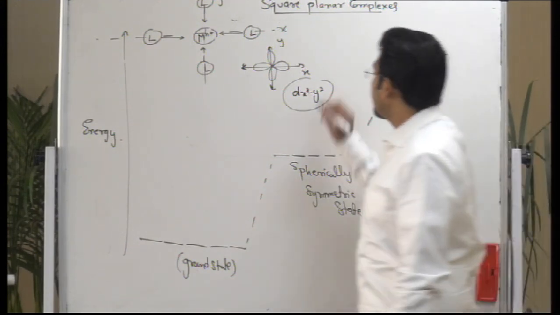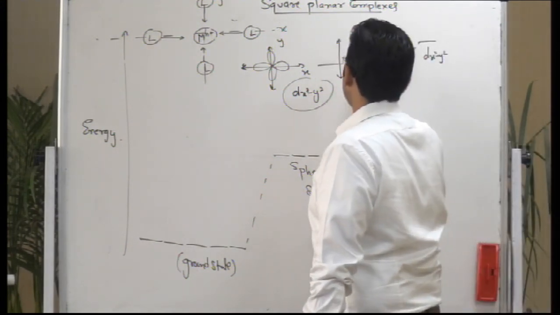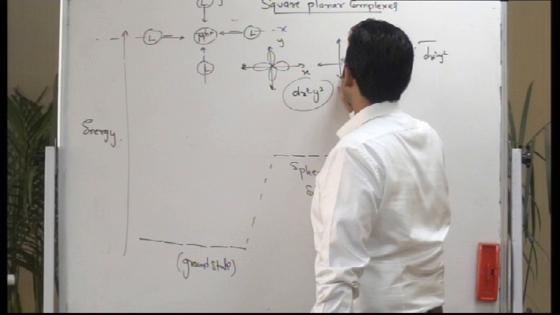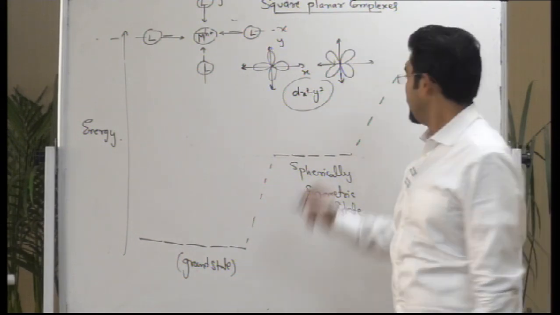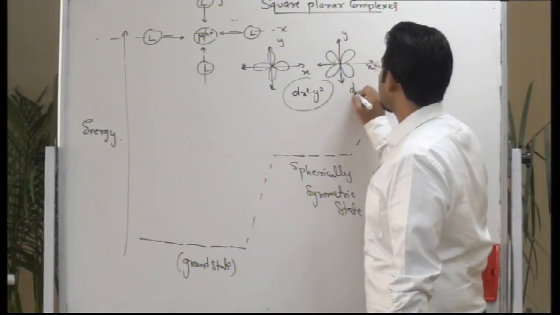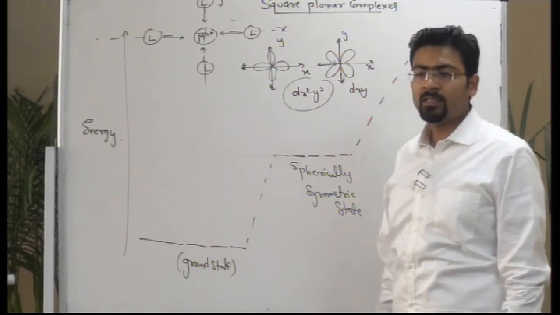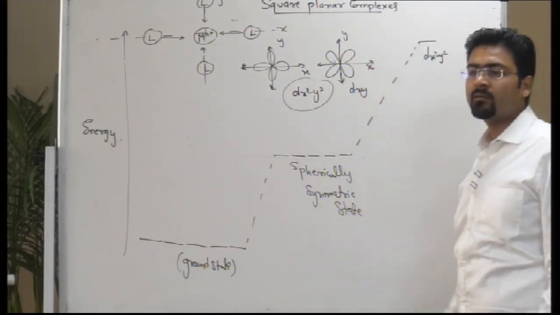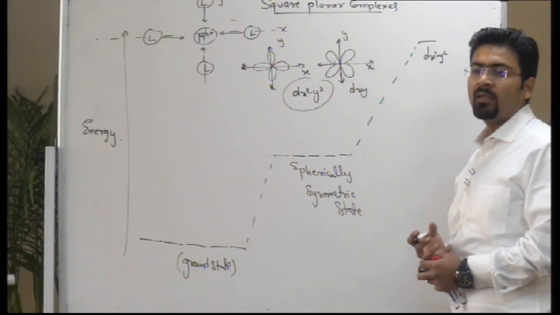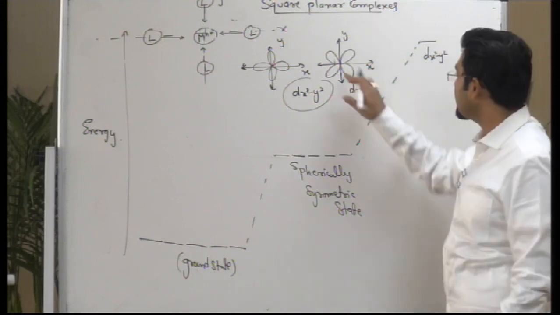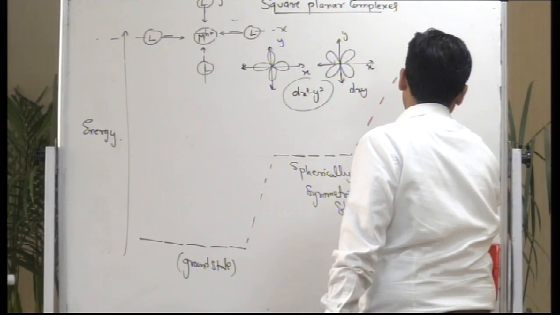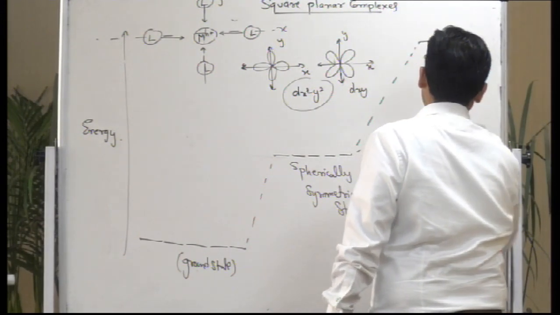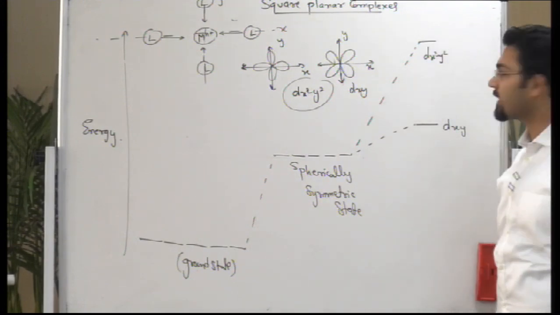There is another d orbital which is also in the x and y plane, but not on the x and y axis. It is at an angle of 45 degrees to the x and y axis. This is dxy. This will also be affected a lot, but much lesser in comparison to dx2y2. So an energy gap will be there, right? So this will be dxy.